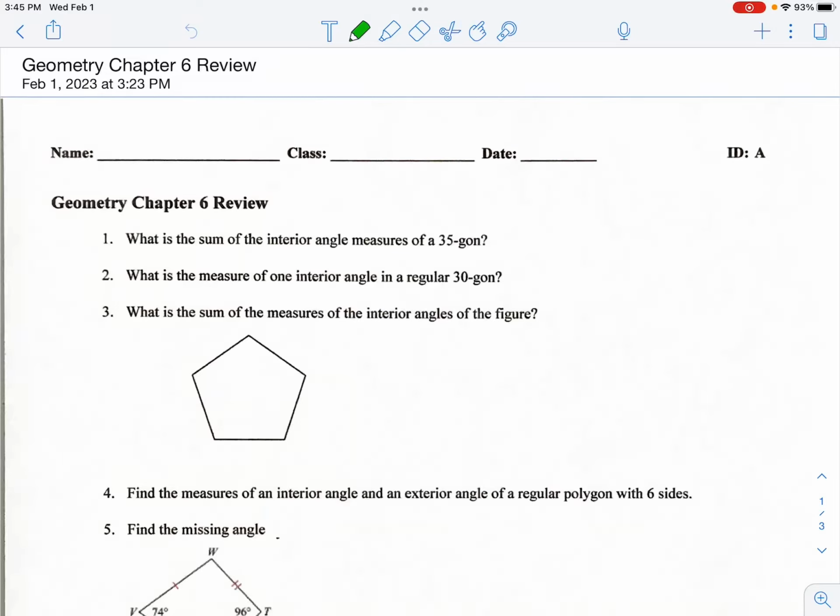Alright, so this is our chapter 6 review. So let's start with the first problem. It says, what is the sum of the interior angle measures of a 35-gon? So this is where we wanted to use the sum formula.